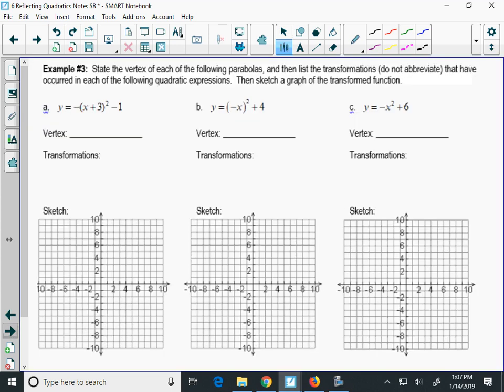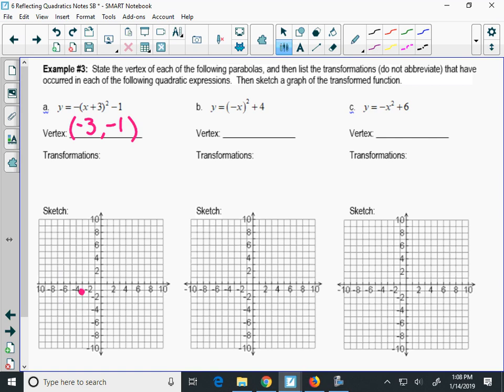Alright, so now we're going to make some pictures. So we're not just going to go left, right, up, down. We have to identify the transformations, make the pictures of the graph. So when I look at A, I have negative the quantity x plus 3 squared minus 1. Where is the vertex for this parabola? Yep. Okay, so let's graph that. We're at negative 3, negative 1. So this helps you see, too, when you plot it, what transformations happened.